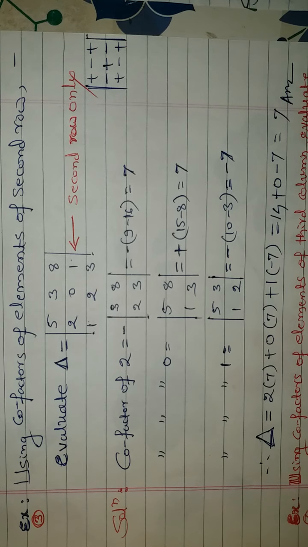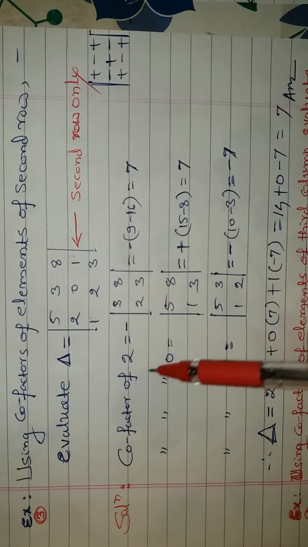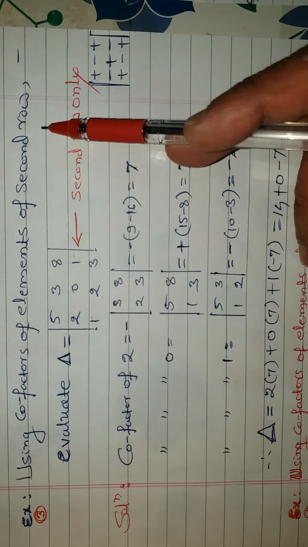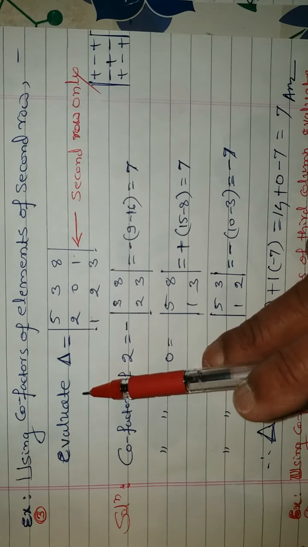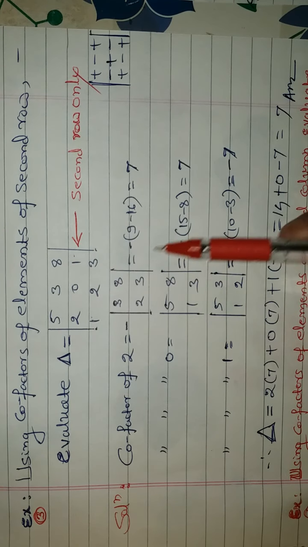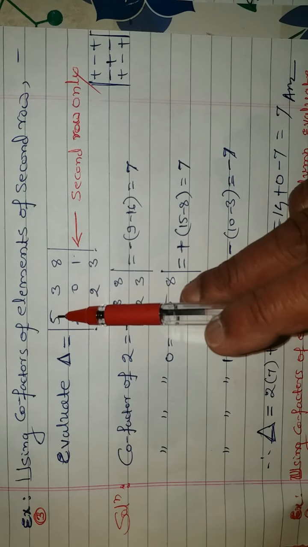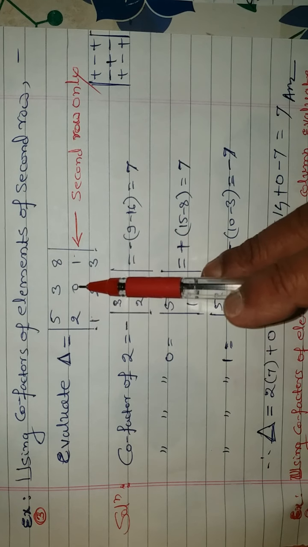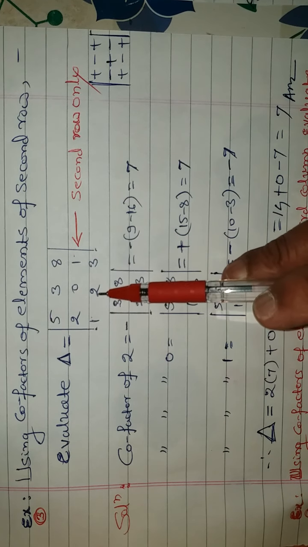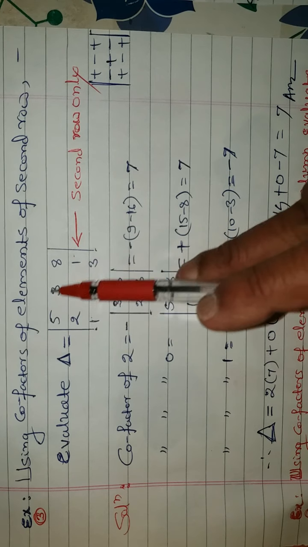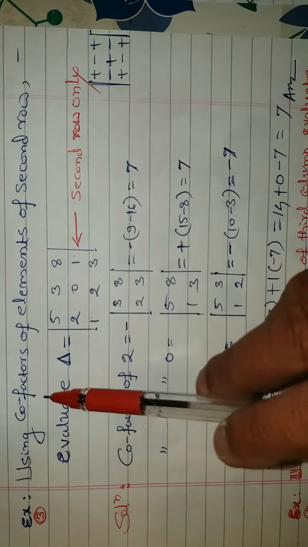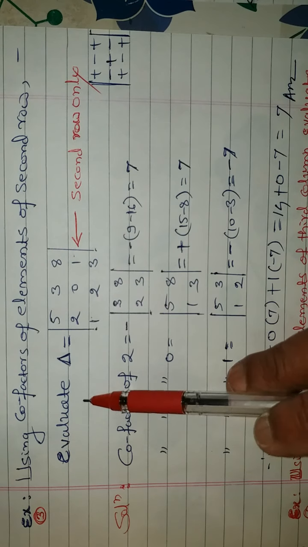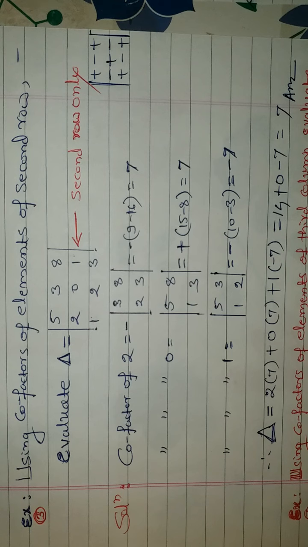What is the next question? Example 3. Using cofactors of the elements of second row only, evaluate delta equals 5, 3, 8, 2, 0, 1, 1, 2, 3. This is the question carrying 2 marks. Using cofactors of the elements of second row only, evaluate delta.